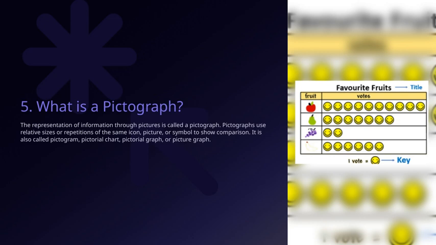You might also hear it called by other names like pictogram, pictorial chart, pictorial graph, or picture graph. All these terms basically refer to the same concept. Understanding pictographs is important because they help us quickly grasp information and compare different data points visually, which is a central theme in our discussion on how to represent data effectively.